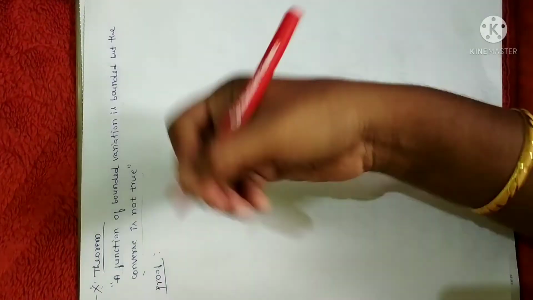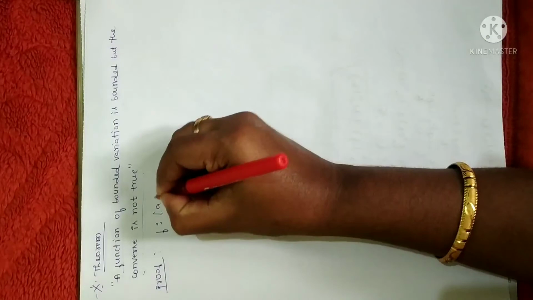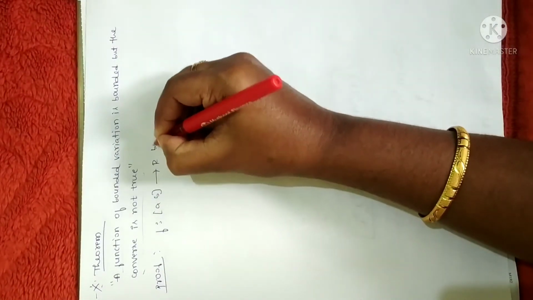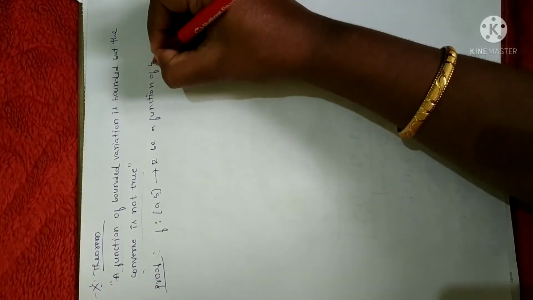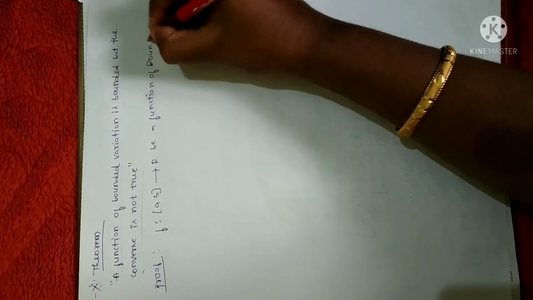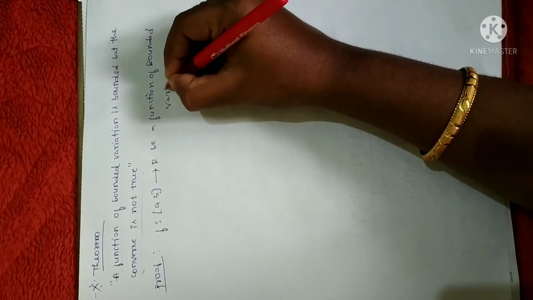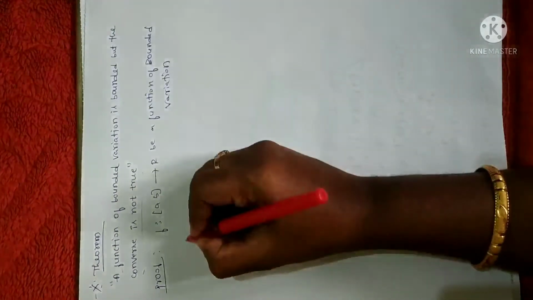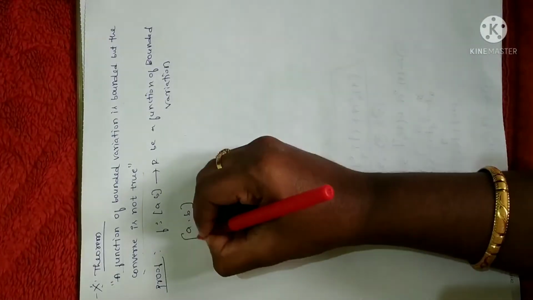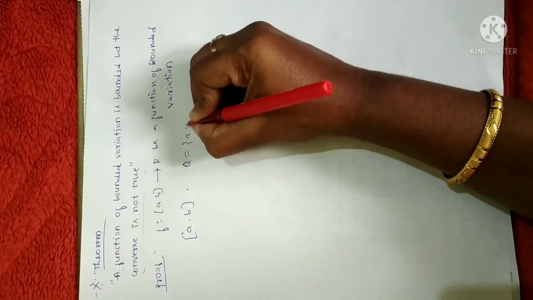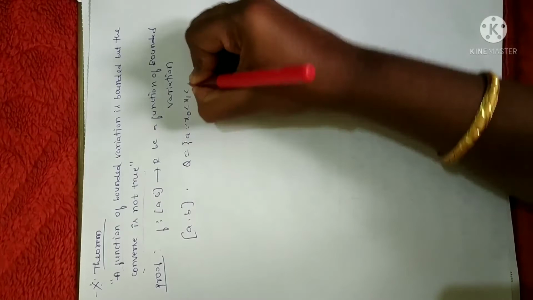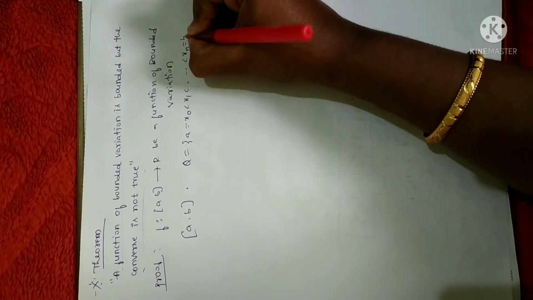Let us consider a function of bounded variation. Let f from a, b to the real numbers be a function of bounded variation. Fine. So we need to consider a partition. Let me consider a partition of a, b. The partition will be Q, such that we divide x0 less than x1, and so on, less than xn. The last value will be b.